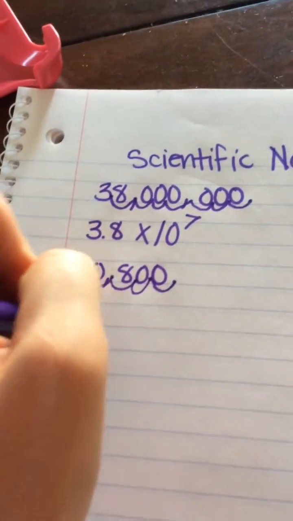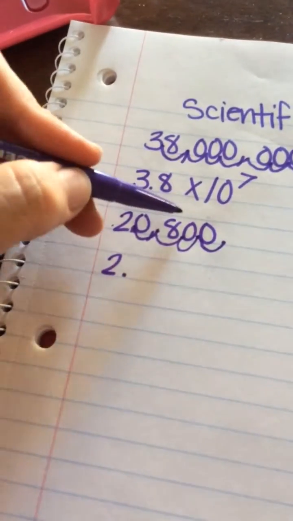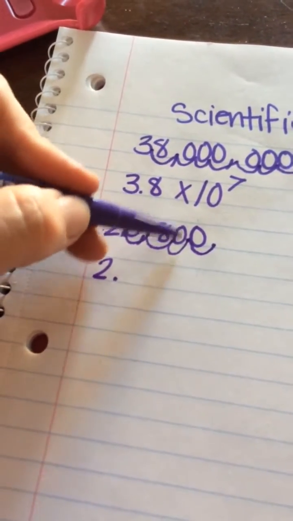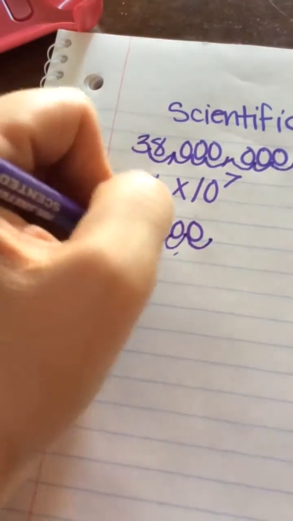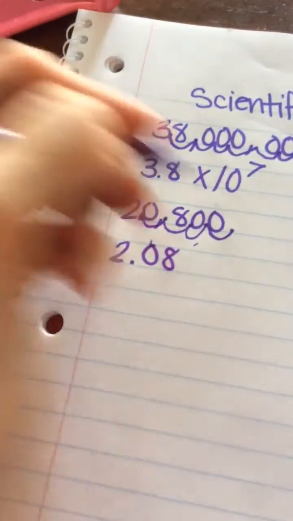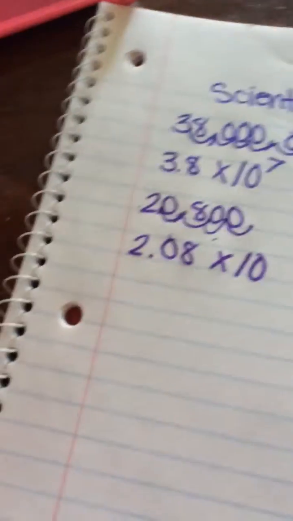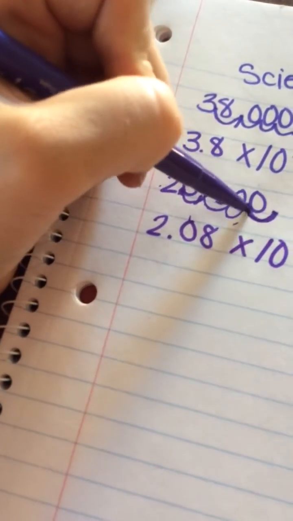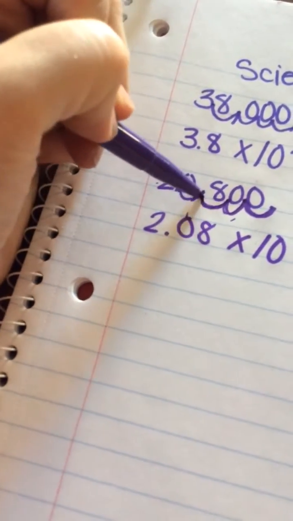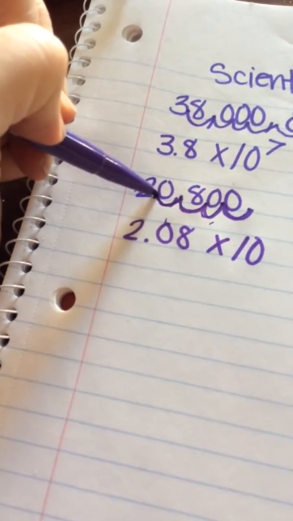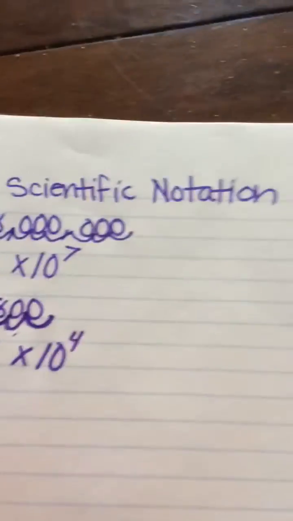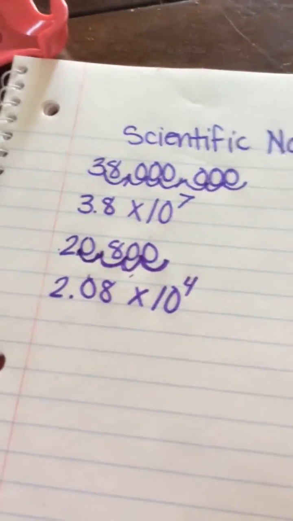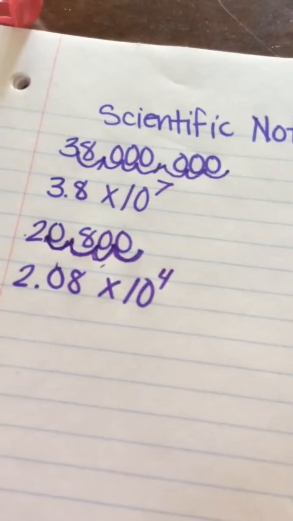So we're going to put 2 point. We need to keep the 0 and the 8 because all we take off is the end zeros. But the 0, because it's in between two other numbers, we're going to keep in there. Okay, we put times 10, and we count how many places we moved. So we moved 1, 2, 3, 4 places. And that becomes our exponent. So that's how you write a large number in scientific notation.